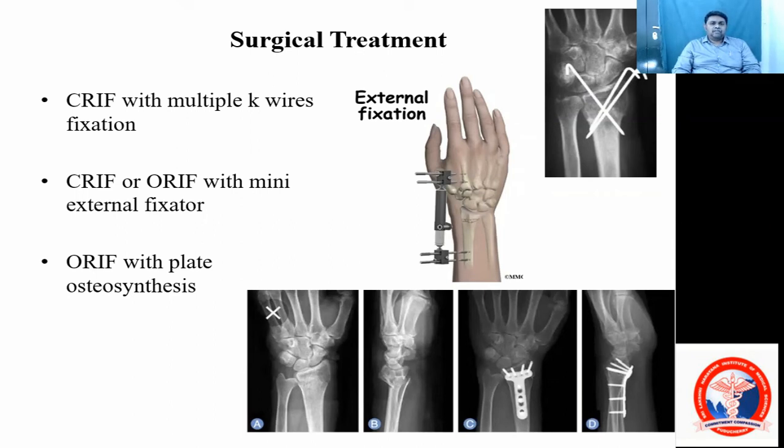Another method is closed reduction, or you can do an open reduction with mini external fixator application. Another type of treatment is the open reduction internal fixation with plate osteosynthesis. So plate means we can use a distal radius plate.